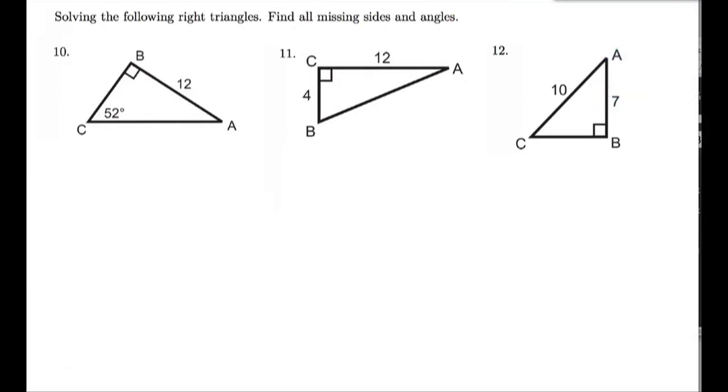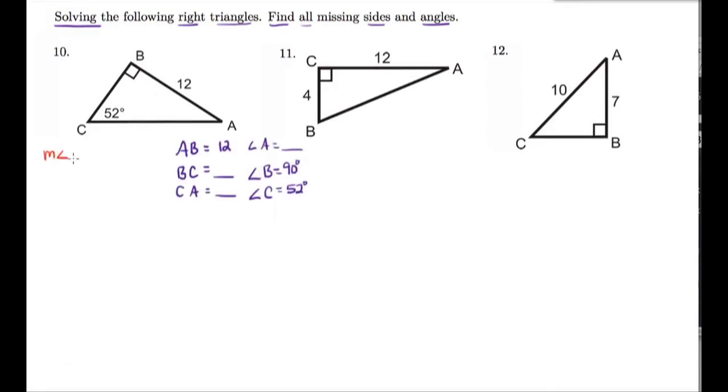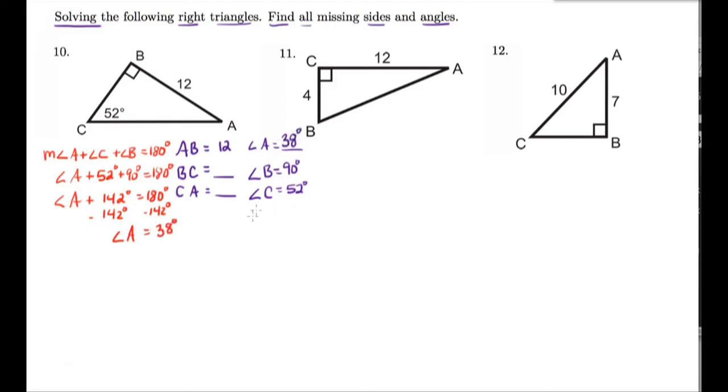Okay, next set. 10 through 12, solve the following right triangles. So we're looking for all three sides and all three angles. So for number 10, I'll write what I know. I know 2 out of the 3 angles. I can find the third angle by using the triangle sum theorem. All angles of a triangle add up to be 180, so we can find angle A is 38 degrees.